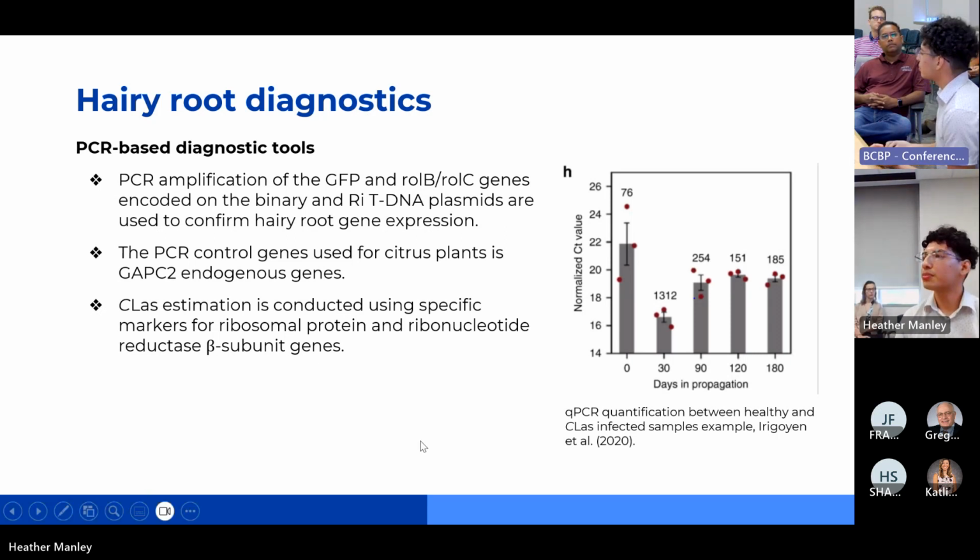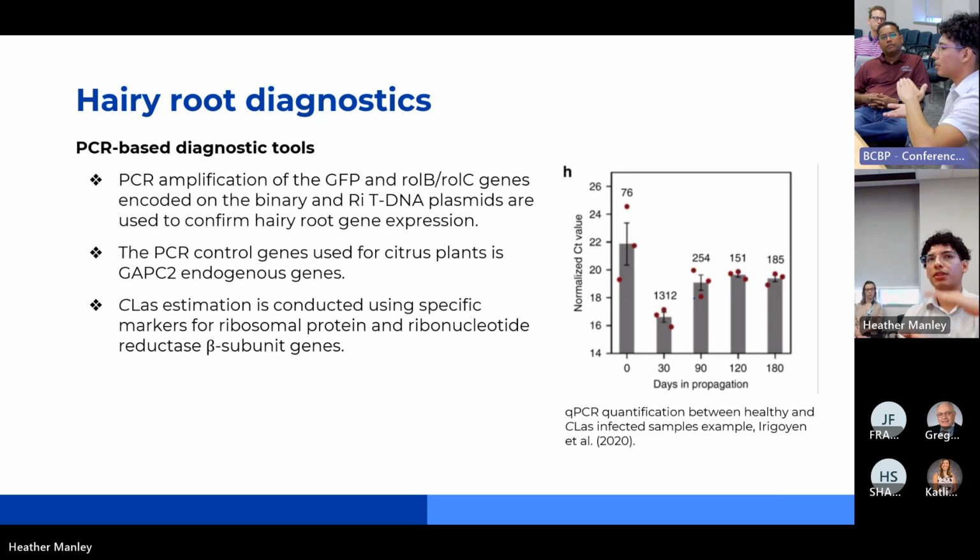And the diagnostic tools would basically be looking for either the genes, the root locus genes, or the actual CLAS present in the plant, depending on what we're trying to detect at the moment, because it is very difficult to induce hairy root into the plants. The actual percentage of transgenic material that we produce is kind of low compared to the actual CLAS infection. And so it can be pretty difficult.